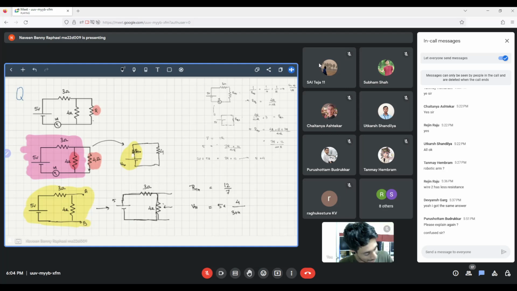So when you're analyzing this circuit, we can easily see that 3 and 4 are in series. 5 is the voltage source, and therefore the net current will be 5/7, and the voltage across the 4 ohm resistor will be that multiplied by 4.